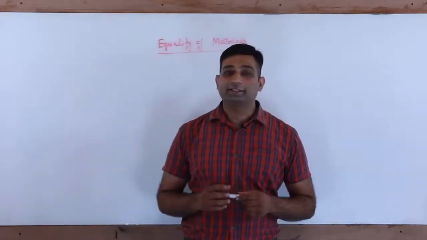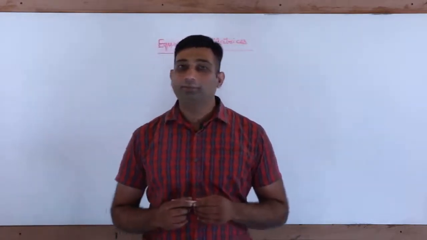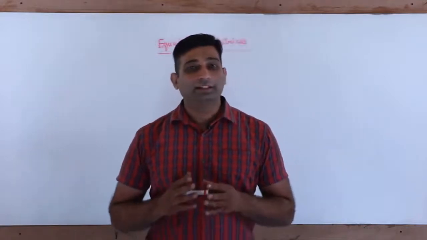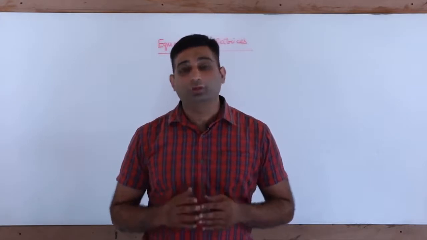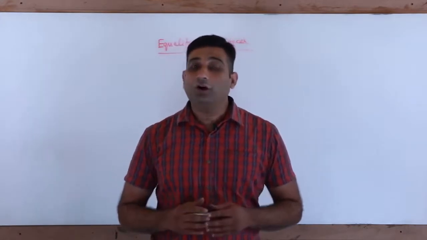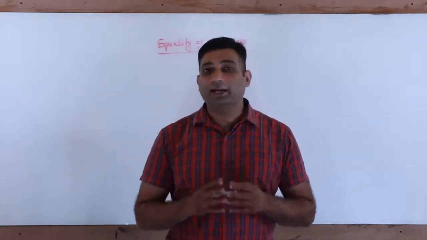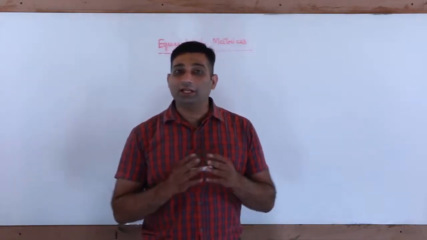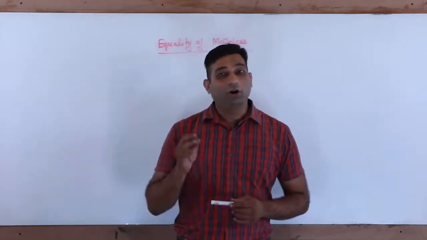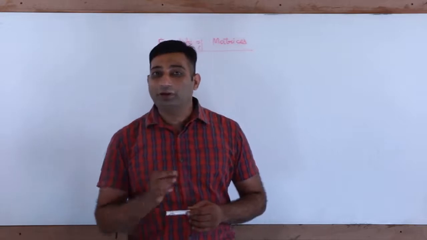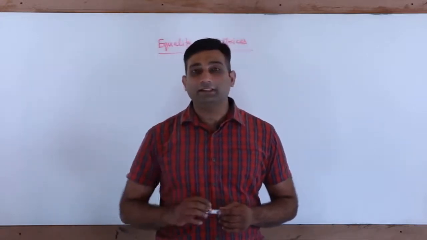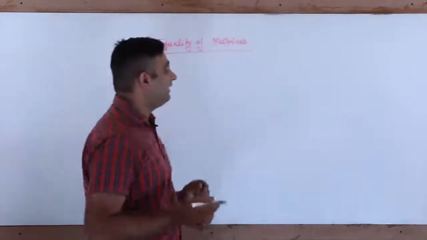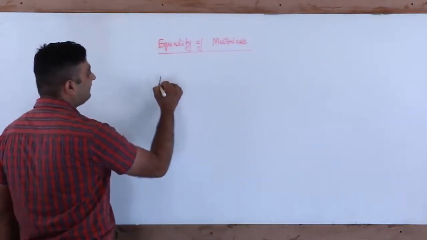Dear students, now let us discuss about the equality of a matrix. As we know that the matrix has no value of its own. It is just a representation of elements in the rectangular array. So they can be equal only if the order of the matrices are equal and the corresponding elements of matrices are also equal. Let us understand this through an example.